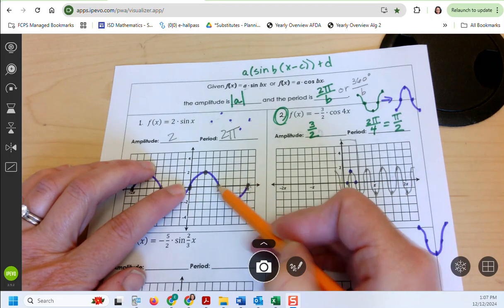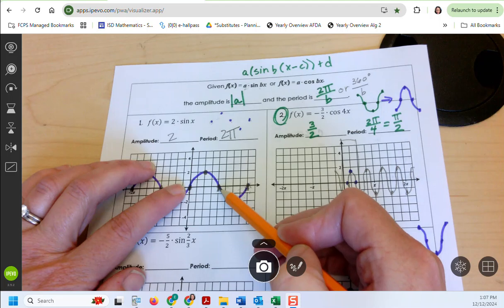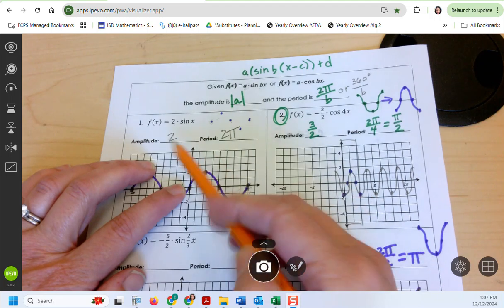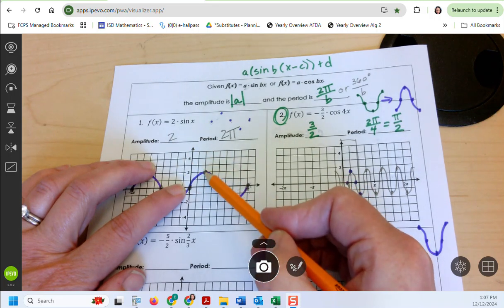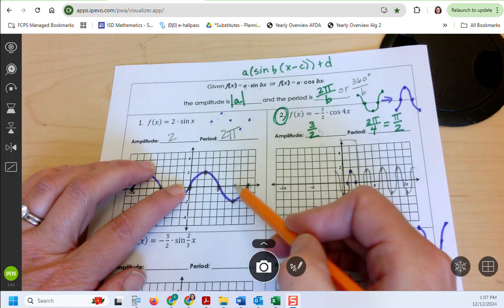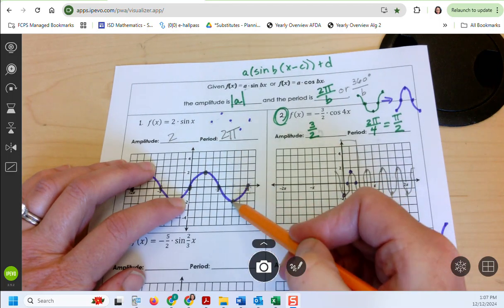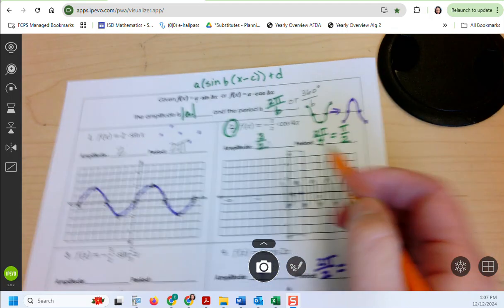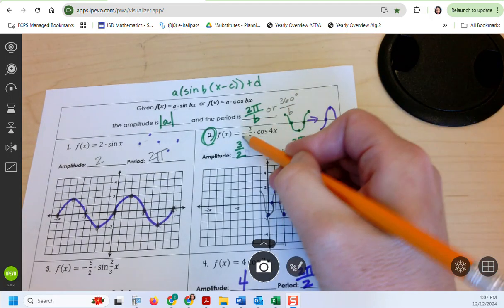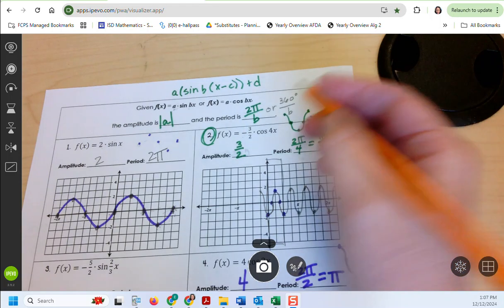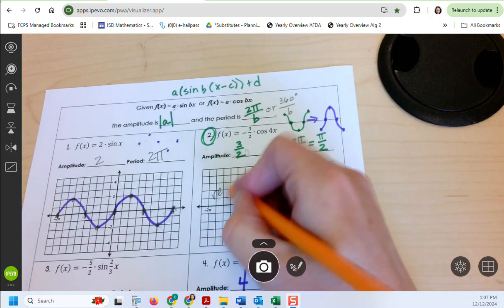Then halfway between these 2 points, you're going to make your up point. And since my amplitude is 2, it's going to go up 2. Halfway between these 2 points, you make your down point. And since my amplitude is 2, it goes down to negative 2. In this problem, the negative is a reflection. So we need to remember that this graph is reflected.